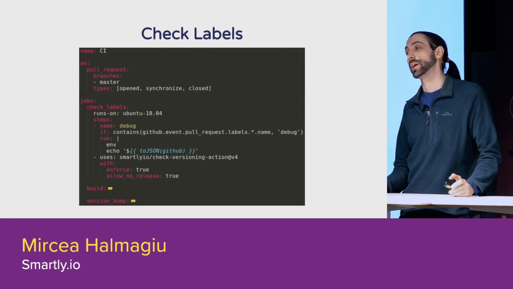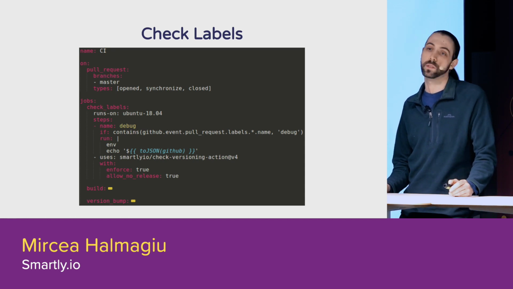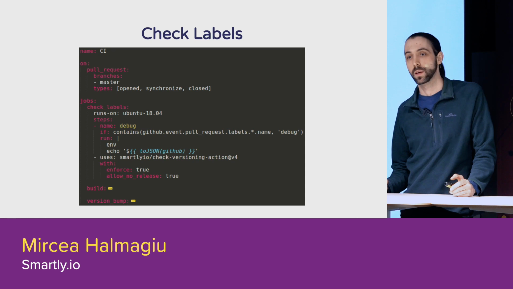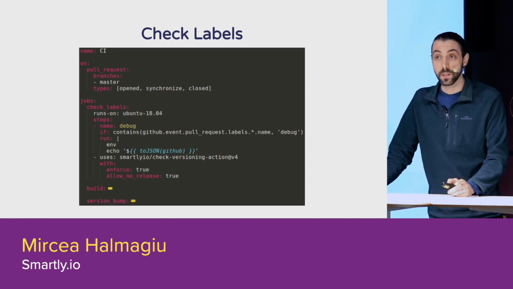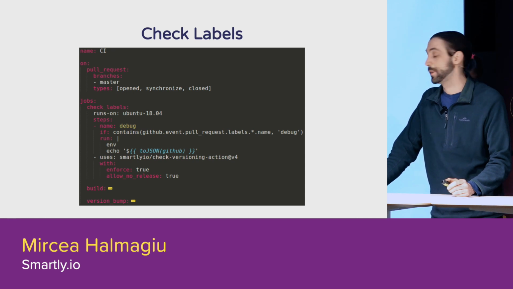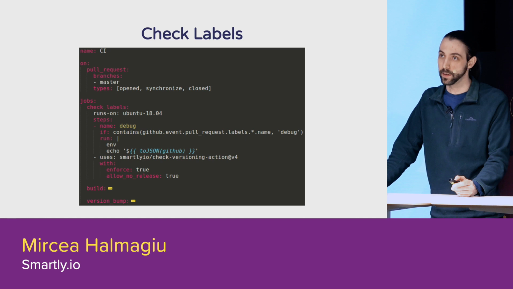So in this particular case, enforce means that if the labels don't meet requirements, we're going to return a non-zero code and the build will fail. That's it, we're done. There are cases where we don't want that to happen, so we'll set enforce to false, and it will just print a warning that nobody will ever see.